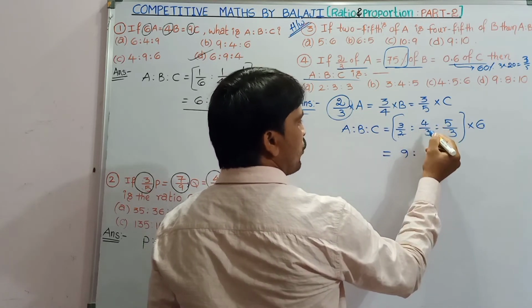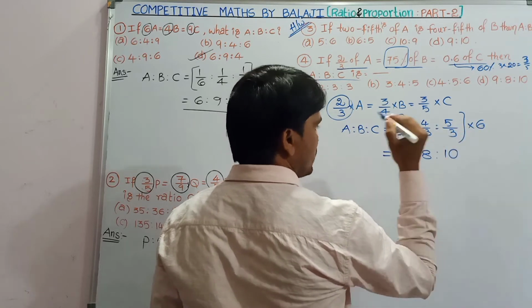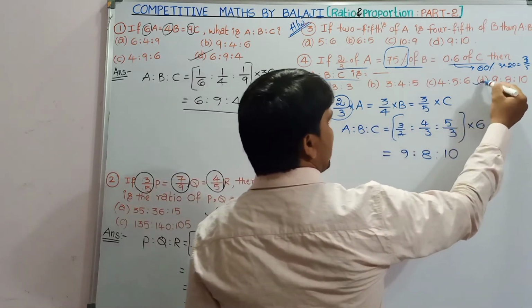6 4s are 24 by 3. 3 8s are 24. 6 5s are 30 by 3. That is 10. So the answer is 9 is to 8 is to 10.